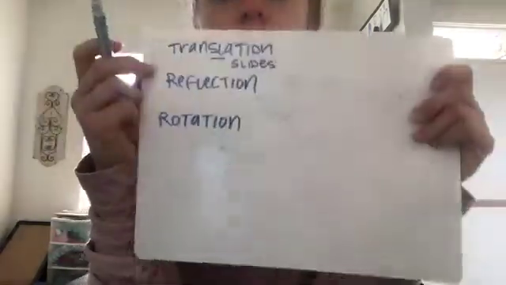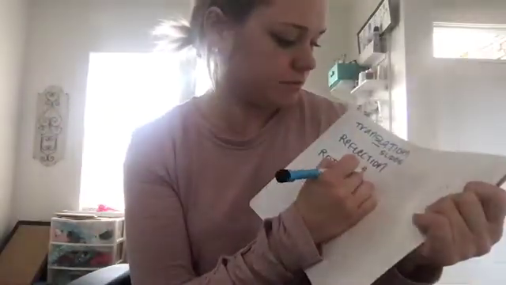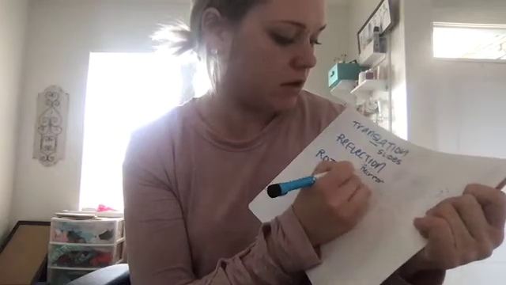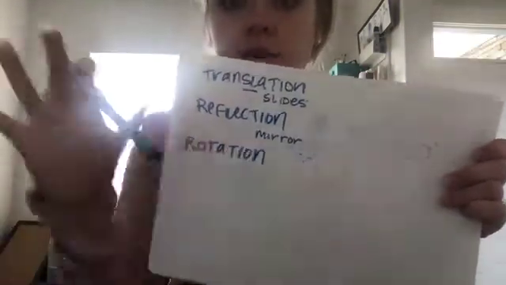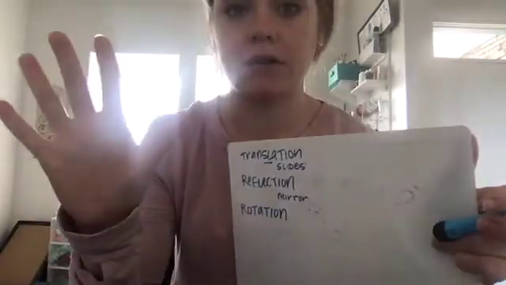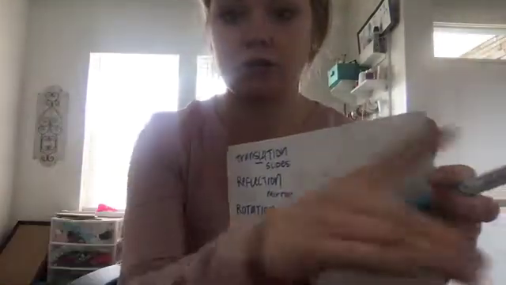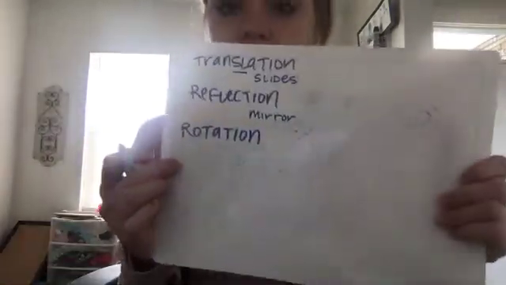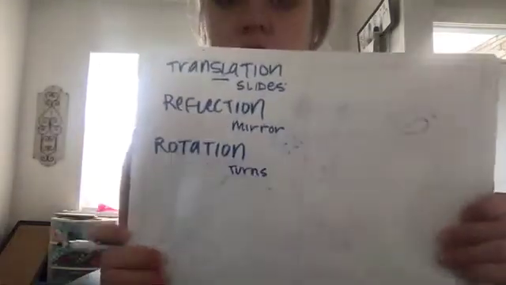So reflection is our mirror. So you see your reflection in the mirror. So if that's my right hand, if my right hand goes up, it looks like your left hand in the mirror. So that's a reflection. Rotation is where it rotates, it turns. So we have translation, reflection, rotation.